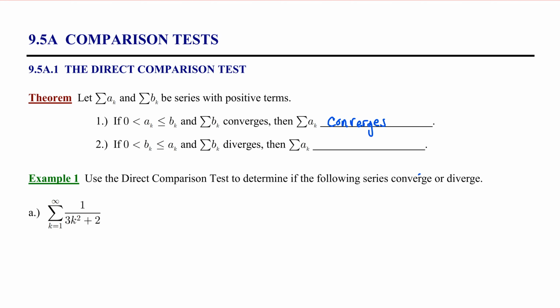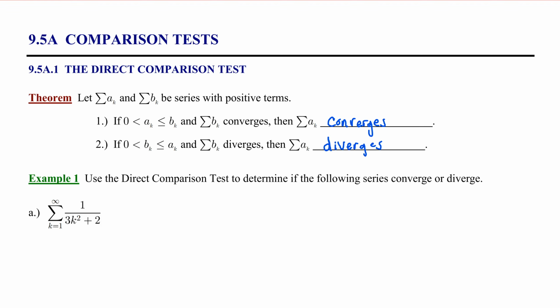Number 2, if 0 is less than b sub k less than or equal to a sub k and b sub k diverges, so this guy is going to diverge, and it is term by term smaller than the terms of the series that we're examining. Well, when this one explodes or diverges to infinity, it's going to push this one up as well. Therefore, the series a sub k diverges. That means that as we add the terms indefinitely, the sum continues to get larger and larger and doesn't settle down on a finite value.